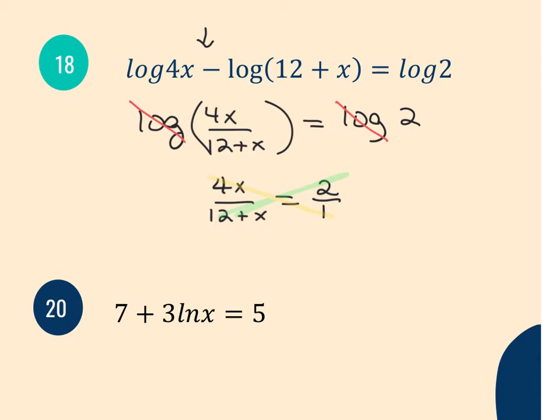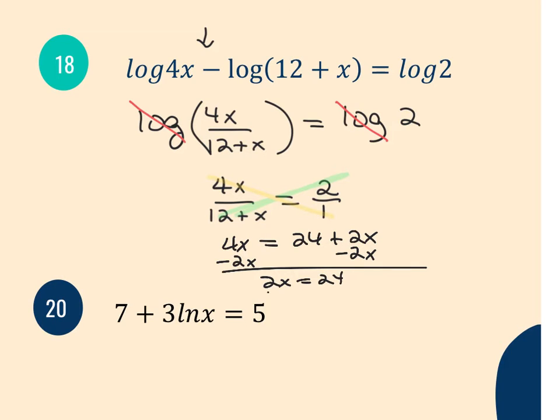So once I cross multiply here, I end up with 4x equals, and I'm multiplying 2 times 12, 24, plus 2 times x, 2x. Move my x's together. 2x equals 24, divide by 2, and x equals 12.